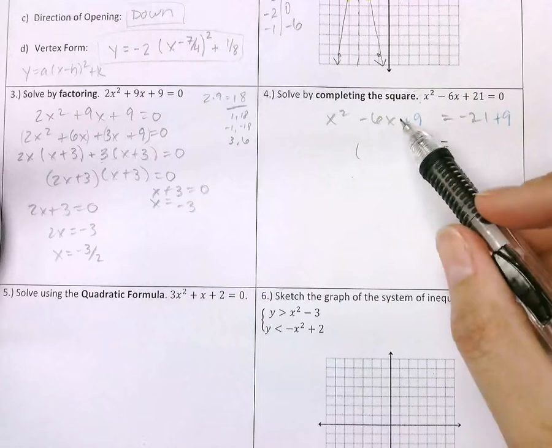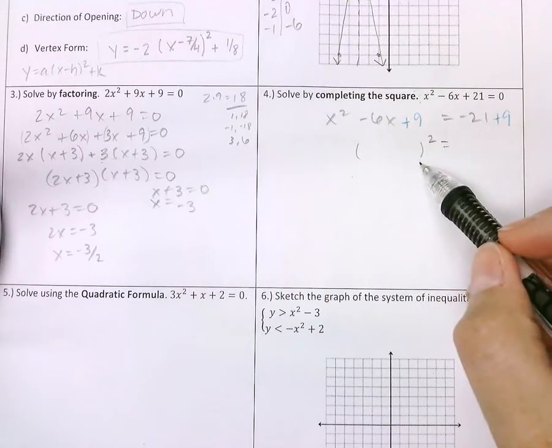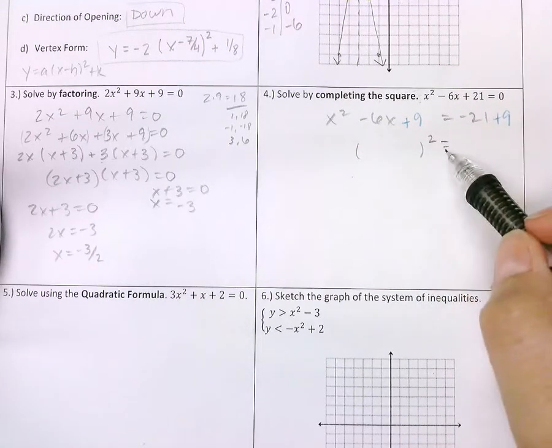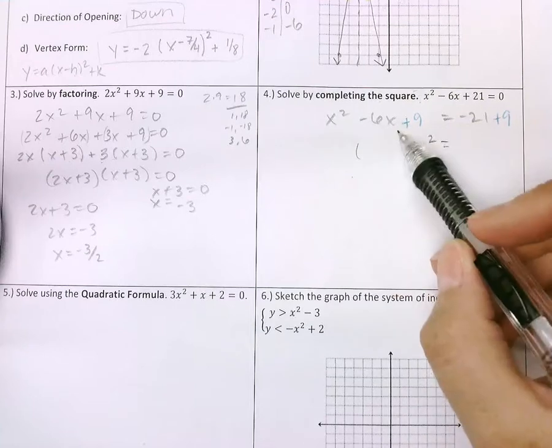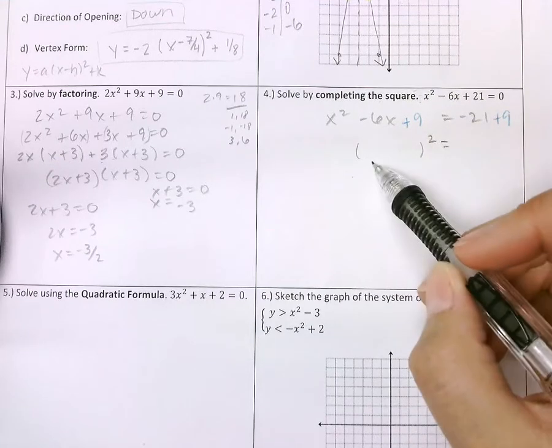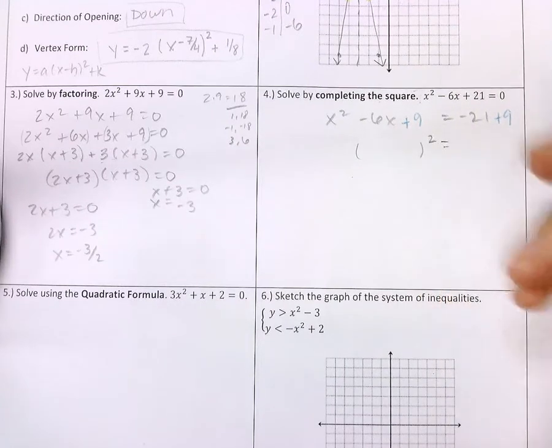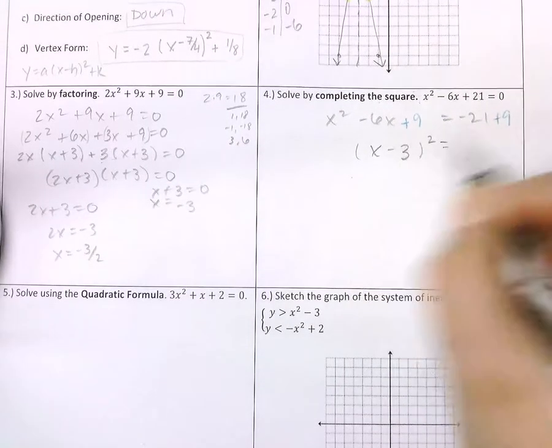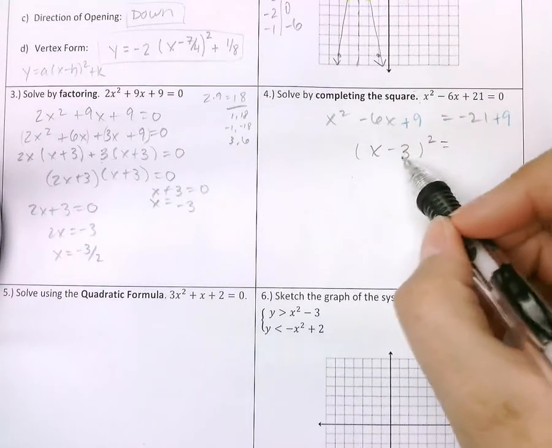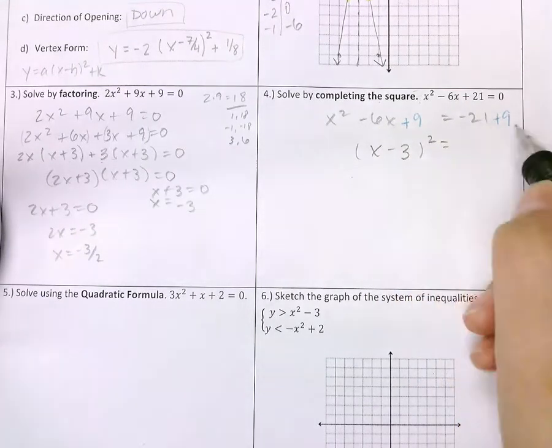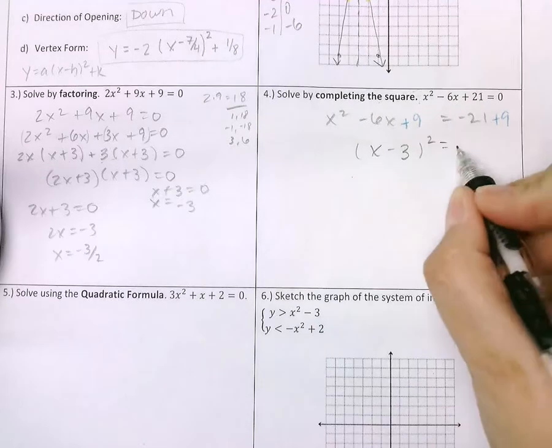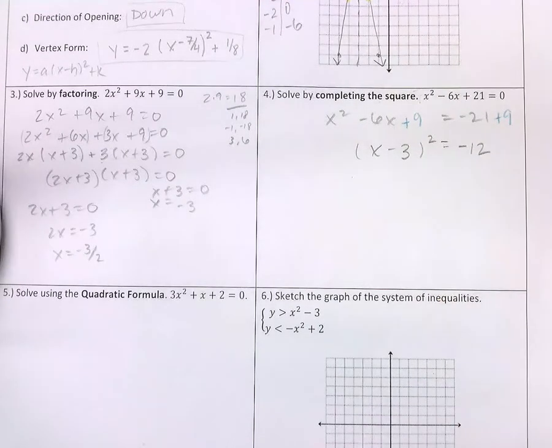So the whole point of completing the square is so that we can get a binomial squared. It's to make a perfect square trinomial that factors to two identical factors. So what would this factor to? x minus 3. Right, so instead of writing two x minus 3's, we just have one x minus 3 and it's squared. And then over here, we just simplify.